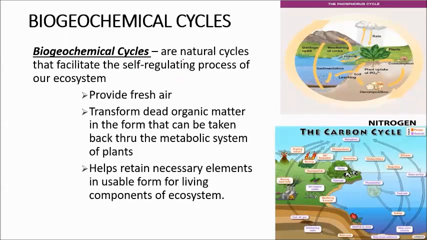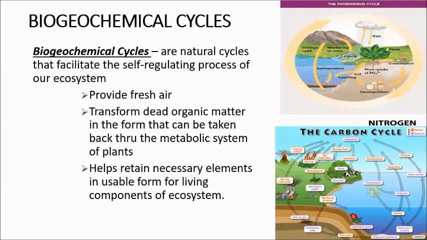Further, these cycles are natural cycles, no? Once this cycle is altered, since they are natural cycles, they are no longer natural, no? So there will be an effect on the ecosystem. Now, our natural cycles facilitate the self-regulating process of our ecosystem because they provide fresh water, fresh air, and transform dead organic matter into a form that can be taken back through the metabolic system of plants, helping retain necessary elements in usable form for the living components of the ecosystem.